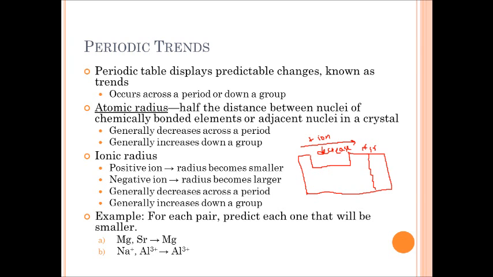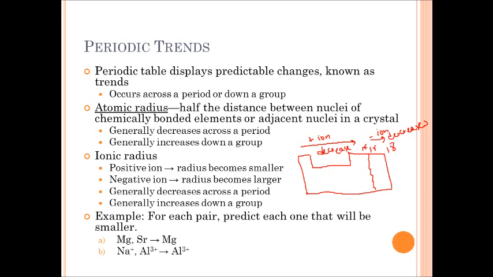Once you hit group 15, it's going to become larger because you have a negative ion. You're going from a positive to a negative, so it's going to balloon up. And then as you move from 15 to 18, it decreases again. So it has the same general trend as the atomic radii, but it has that little hiccup going between group 14 and 15, where you go from a really, really small positive ion to a really large negative ion, and then it starts to get small again. Also, again, it increases down the group.